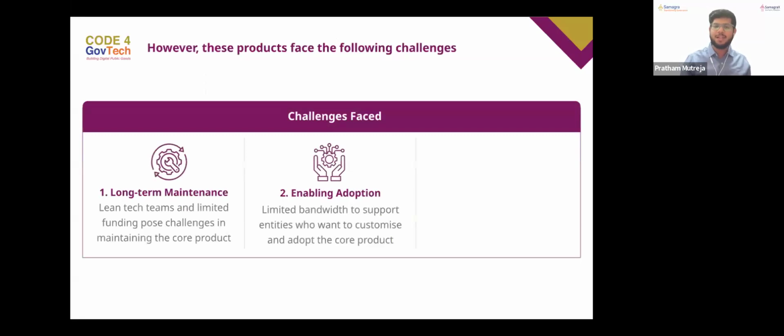The second challenge is enabling adoption. Since your tech team is very small, the bandwidth is also very limited, because of which you cannot support and help people customize the core product.